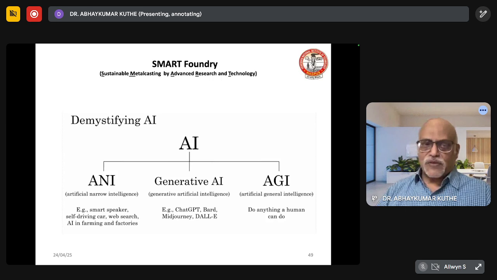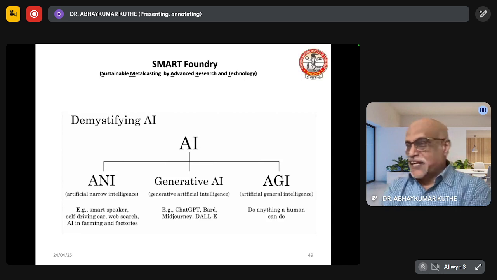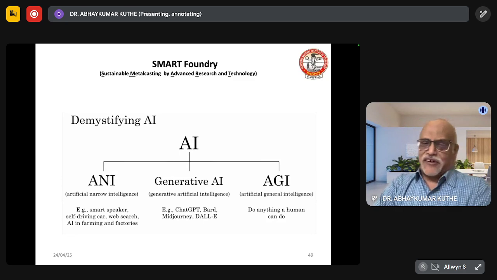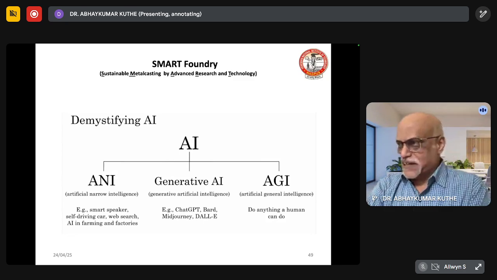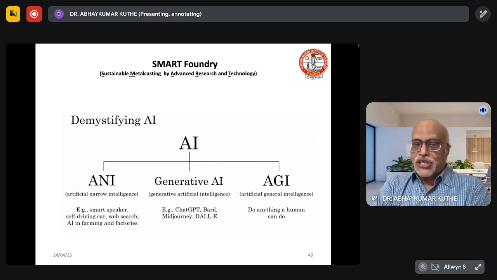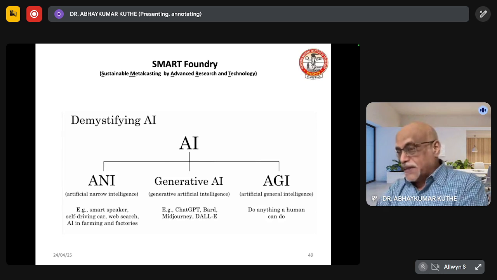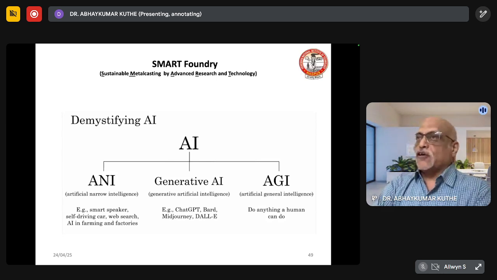AI has three types. When we talk about artificial narrow intelligence, we talk about generative AI, and then we talk about general intelligence. So it is ANI, generative AI, and AGI. Now here, I hope that many of you must be aware of generative AI, especially ChatGPT, which is very popular, and many such engines are possible. Generative artificial intelligence hardly needs an introduction. But artificial narrow intelligence, yes, especially the smart speaker, self-driving car, web search, AI in farming, factories, AI in any applications of engineering, that's what we generally call narrow intelligence.